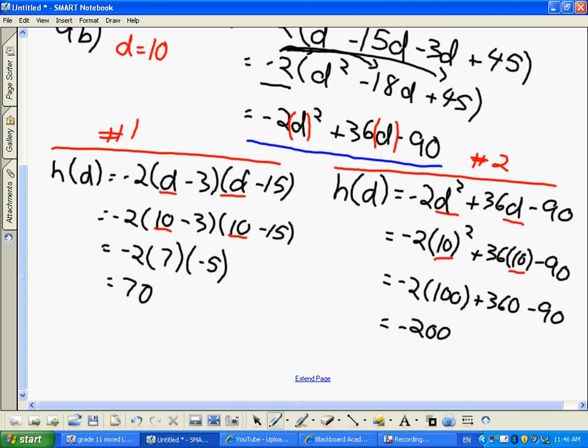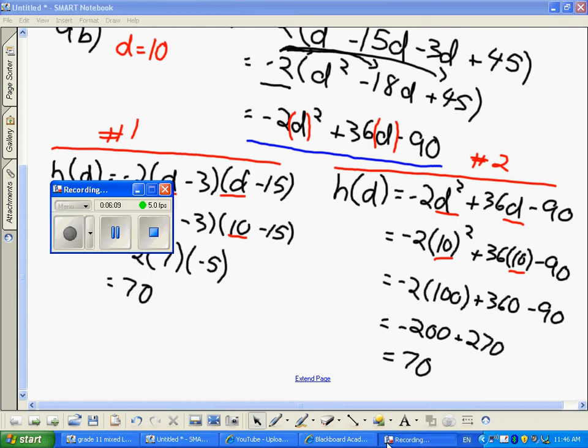Negative 200. Let's evaluate that one. That's going to be 270. Then the difference here is 70. So I verify that these two equations are the exact same. They're just different styles, just like with linear equations, we had point-slope form, y-intercept form, standard form. This was just two different styles of looking at the equation. When I plugged 10 in for D, I ended up at the same answer for both of them.